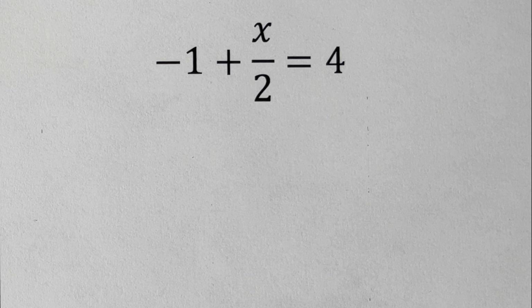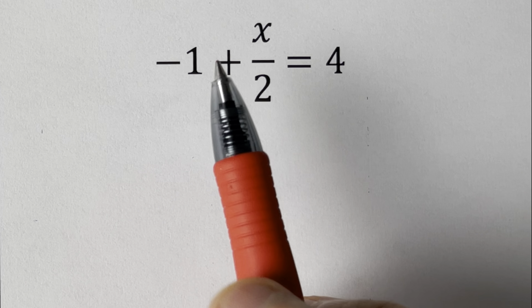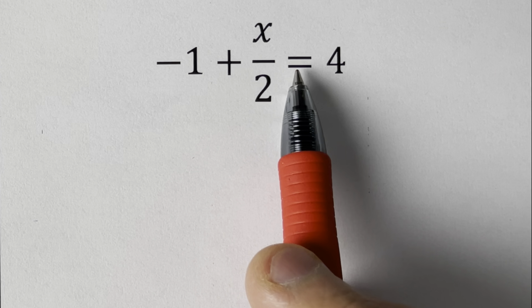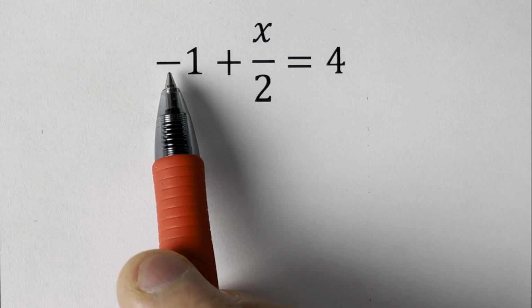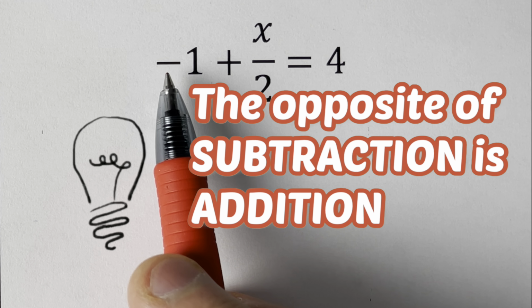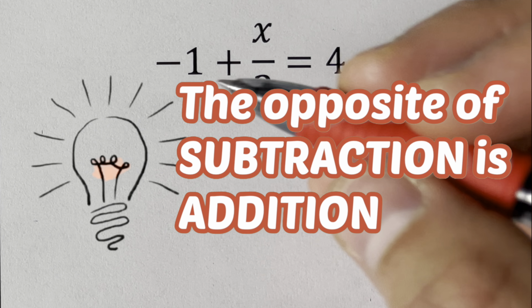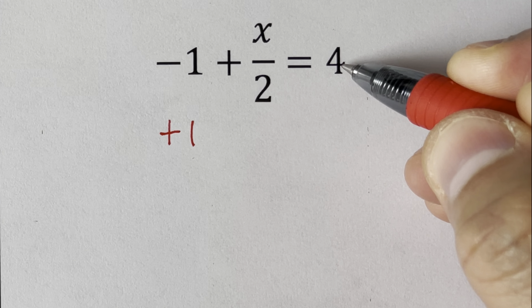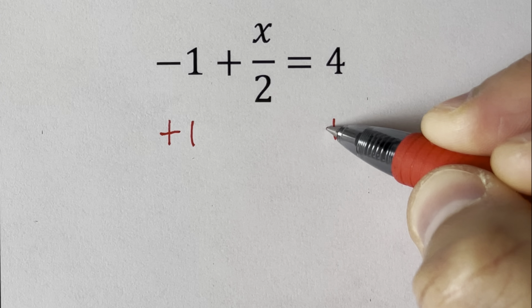Okay, so we go over the problem here. This equation can be read as -1 plus x divided by 2 is equal to 4. So this is a minus. We remember that the opposite of a minus or subtraction is addition. So this means that we are going to add 1 to both sides, and then I do the same thing on the right side, plus 1 here.